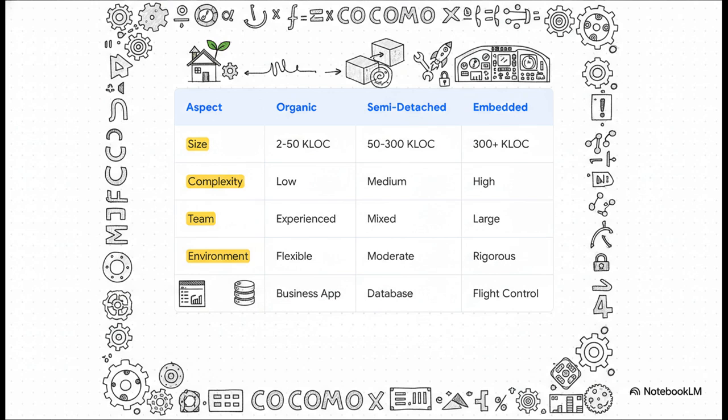Well, that's an organic project. What about a new database system, something a bit more complex with a mix of experienced folks and newbies? That's semi-detached. Or are you building something like flight control software, super complex with crazy strict requirements? That's embedded. Each category actually uses a different set of numbers in the formula because the effort just doesn't scale up the same way for each one.